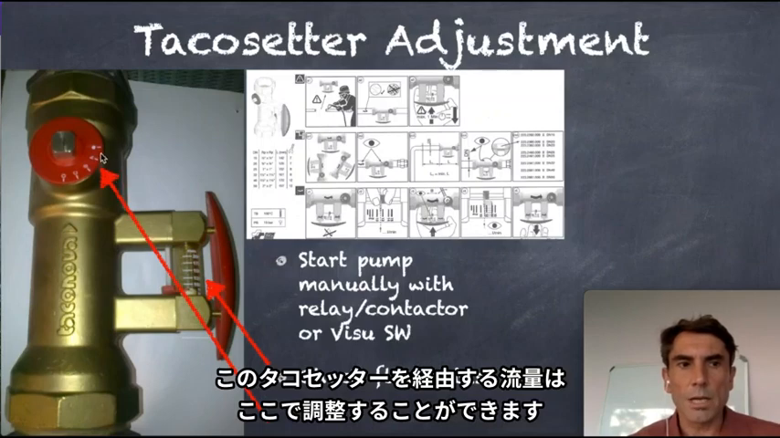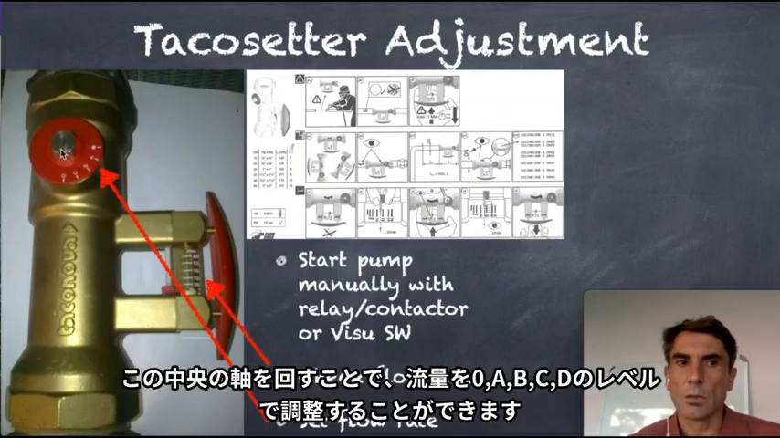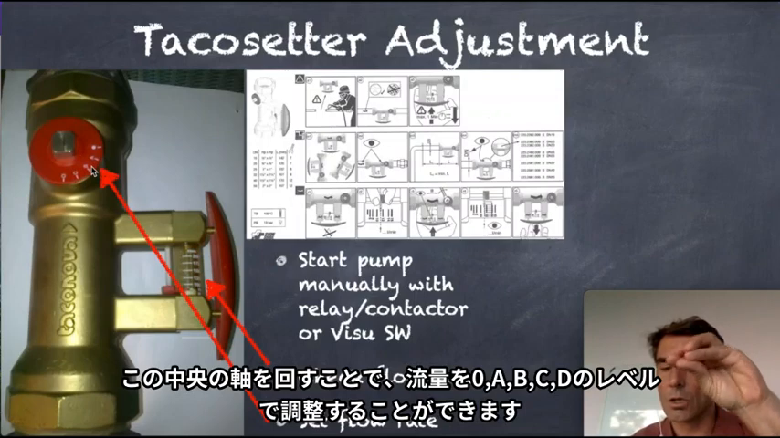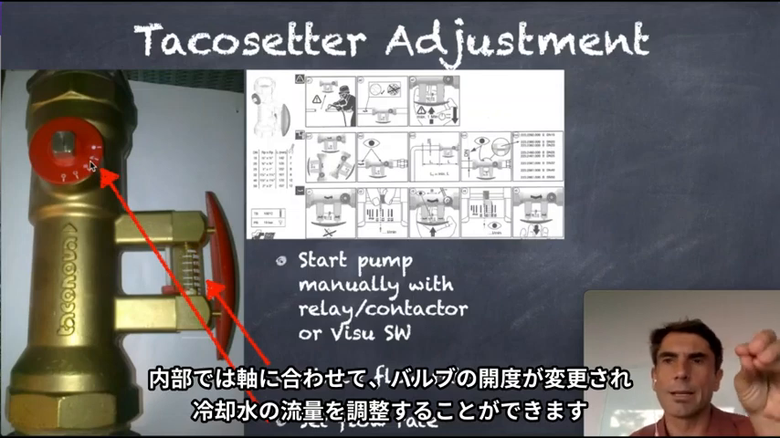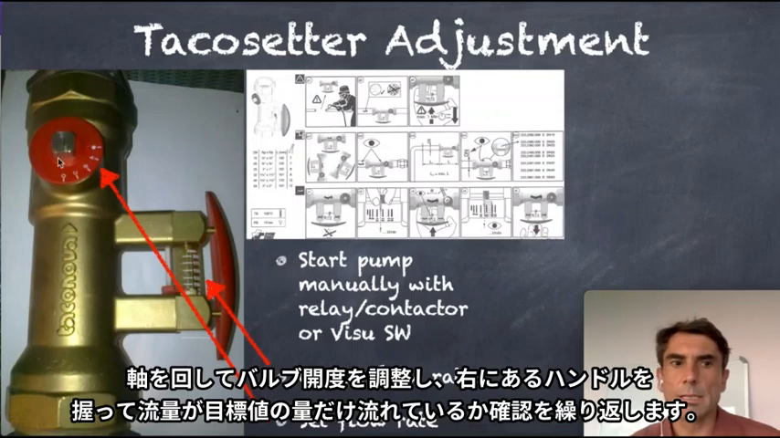The flow rate can be adjusted via this valve. So through turning that shaft, we will adjust on the different levels. So we have a 0 point level, A, B, C, and D level. Through that scaling, over the adjustment of that, it's like an internal valve, which changes the diameter of the flow so that we actually change the flow rate. So we can adjust that over this shaft or valve, and we can check again here that we reach the right flow rate, which is required.